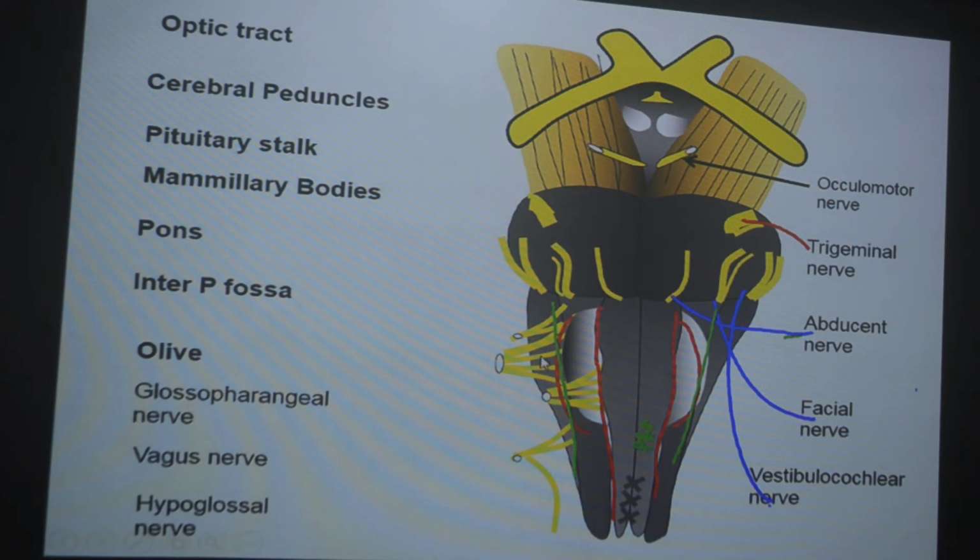Now the 10th cranial nerve again is a mixed type of nerve. It has a sensory component, it has a motor component, and it has the parasympathetic component. The sensory component of the vagus nerve is to the posterior 1/3 of the tongue, to the root of the tongue, and it also supplies some area within the ear as a sensory supply.